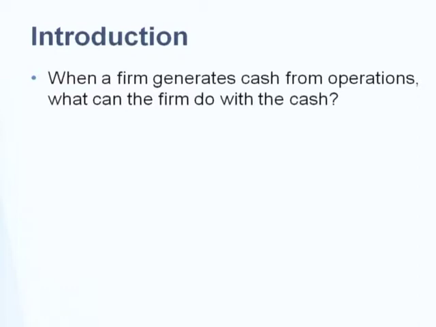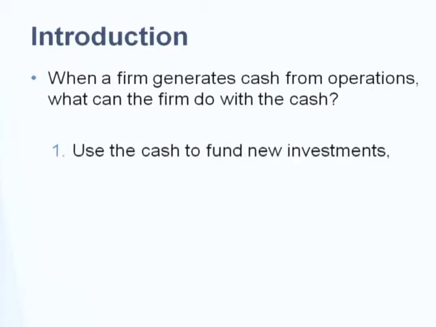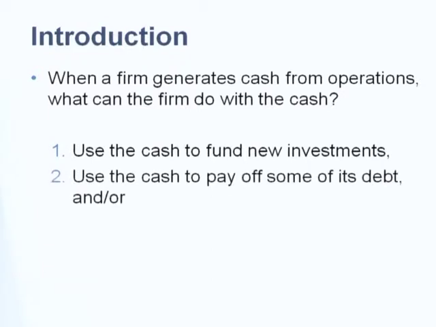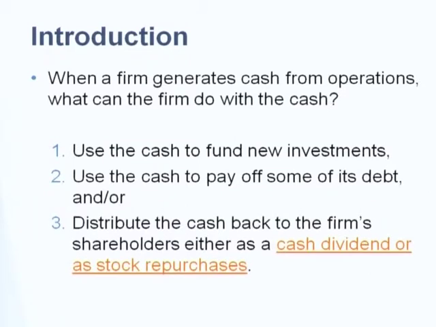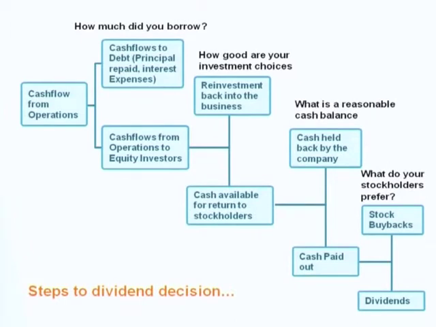So when the firm generates cash from operations, EBIT after tax plus depreciation, what can the firm do with the cash? Number one, use the cash to fund new investments if this is a good project. Number two, use the cash to pay off some of its debt, and or distribute cash back to the firm's shareholders, either as cash dividends or stock buyback. Here is the step. Once you get cash flow from operations, you need to ask yourself, how much did you borrow? You return cash flow to the debt, principal repayment and interest expense to bondholders. And whatever is left is the cash flow from operation to equity investors.